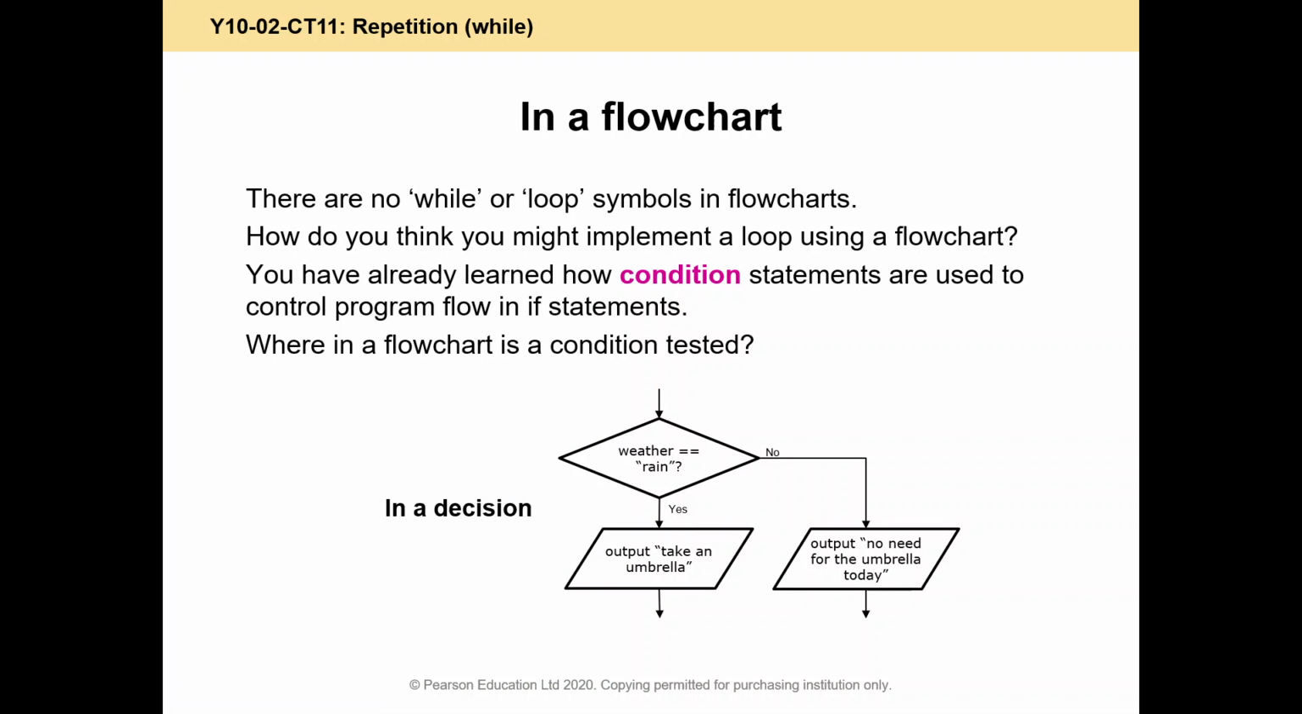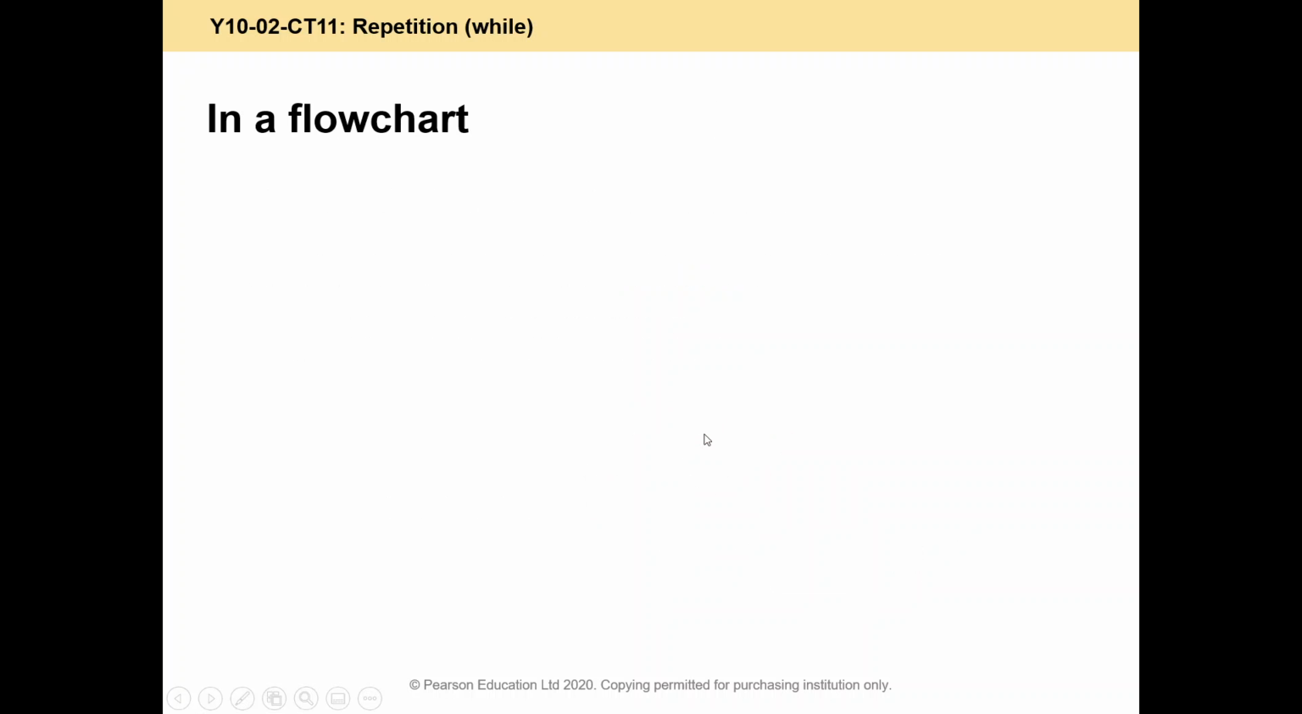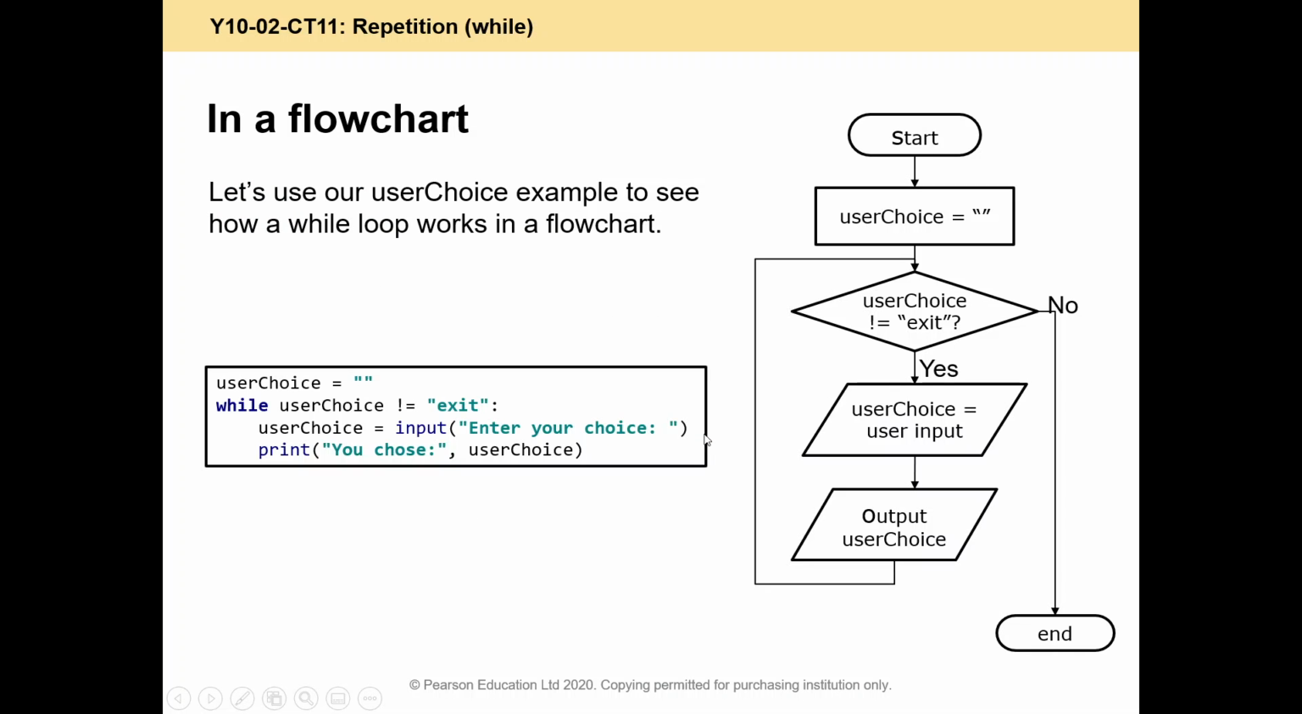So let's have a look and see how that's represented in a flowchart. It's just an extension of a decision. Remember, you have your diamonds to make a decision. Is it raining at the moment? Yes or no? But in a flowchart for repetition, you still have the decision, but you just loop back round again. So repetition in a flowchart is just some flow, as in an arrow that goes back round again.